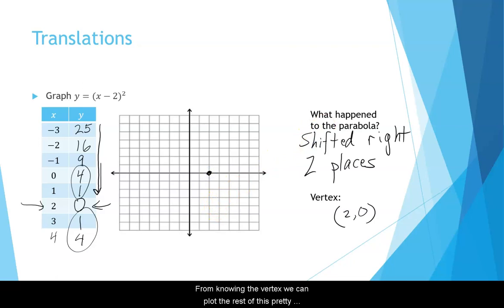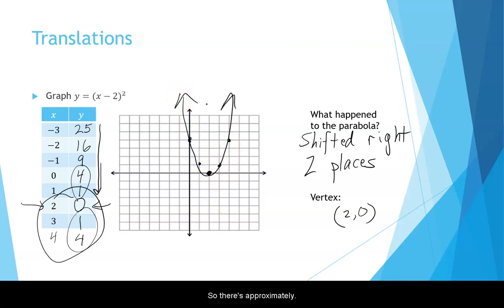From knowing the vertex, we can plot the rest of this pretty quickly. We can just grab one arm, 3, 1, 4, 4. And I know that by symmetry, we have the points on the other side as well. So there's approximately our parabola. Looking at this, x minus 2 ended up shifting it to the right 2 places.